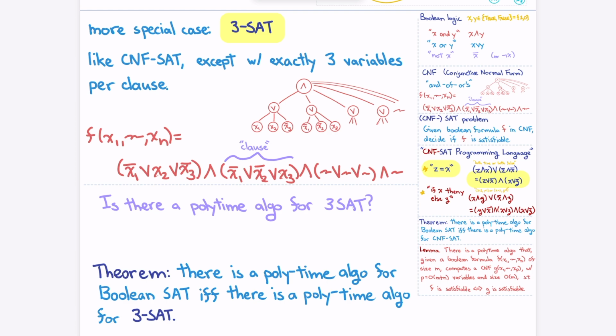Now it's conjunctive normal form with three variables per clause, and we came up with the same conclusion. In fact, our original construction going from Boolean to CNF SAT was already a 3-SAT. So three doesn't do it either. Three is also just as hard, even though you might think, oh, isn't this simpler?